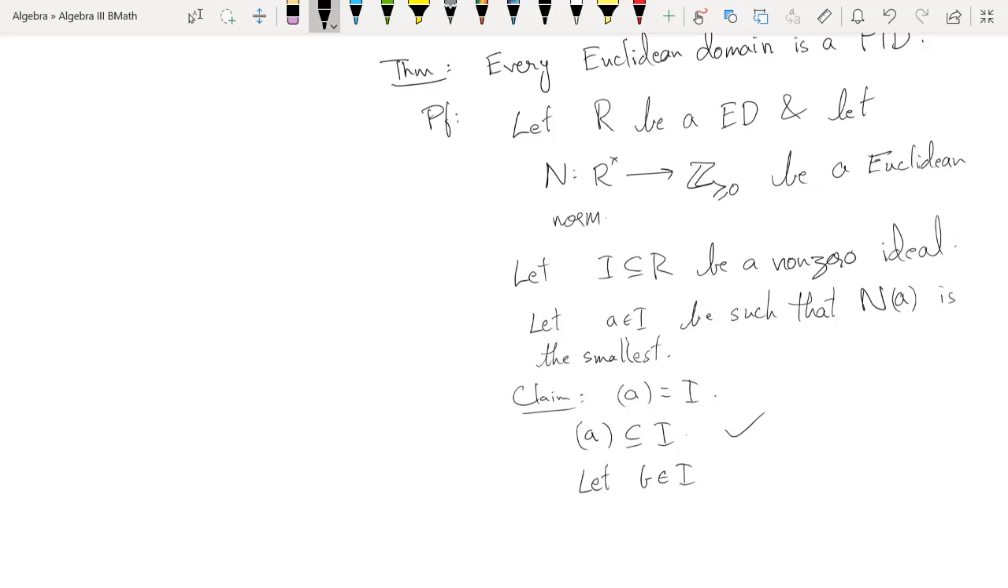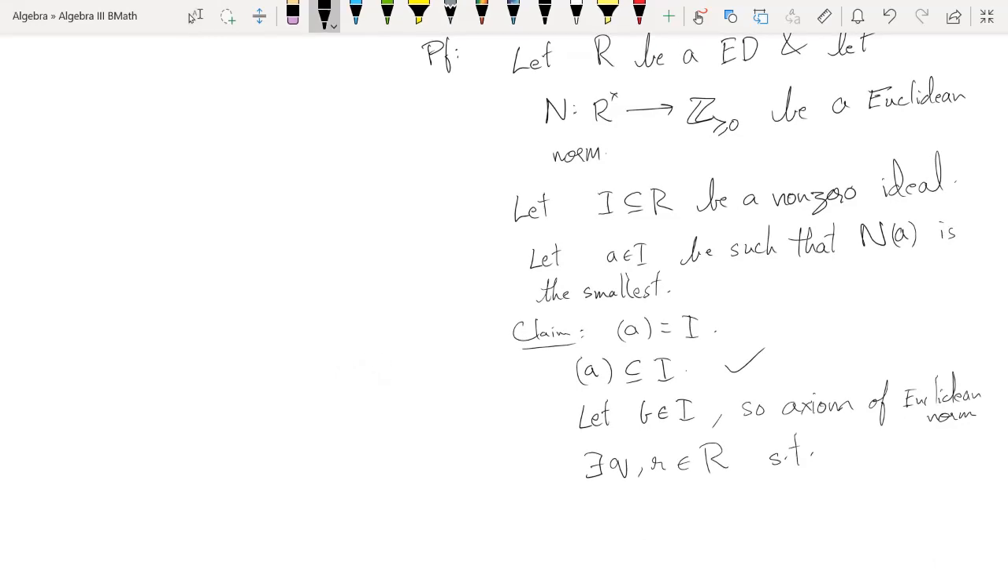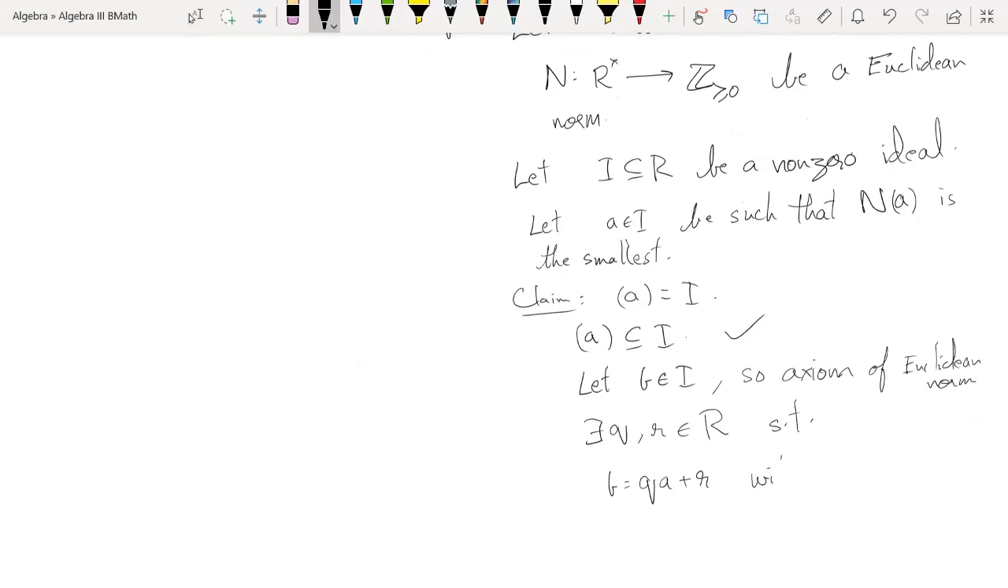So then we use this property, the division algorithm using this norm. By the axiom of Euclidean norm, if you like, there exist Q and R in capital R such that, somehow the roles are reversed, B is equal to Q times A plus R. In the axiom it is A equals BQ plus R, but it's okay, it doesn't matter, with either R equals zero or norm of R strictly less than norm of A. So this is what N being a Euclidean norm tells us.